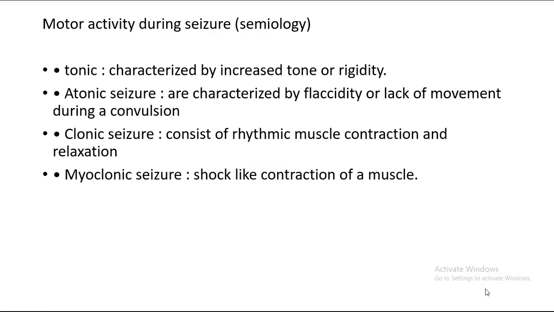Clonic seizure consists of rhythmic muscle contraction and relaxation. Rhythmic يعني مثل ما يقولون بالعامية يصير عندها نبضة. النبضة هي rhythmic يعني الإيد تتحرك contraction relaxation. الميوكلونيك when there is shock-like contraction، jerky movement or shock-like contraction of the muscle causes jerks، ينتل أو ينز يسموها بالعامية.